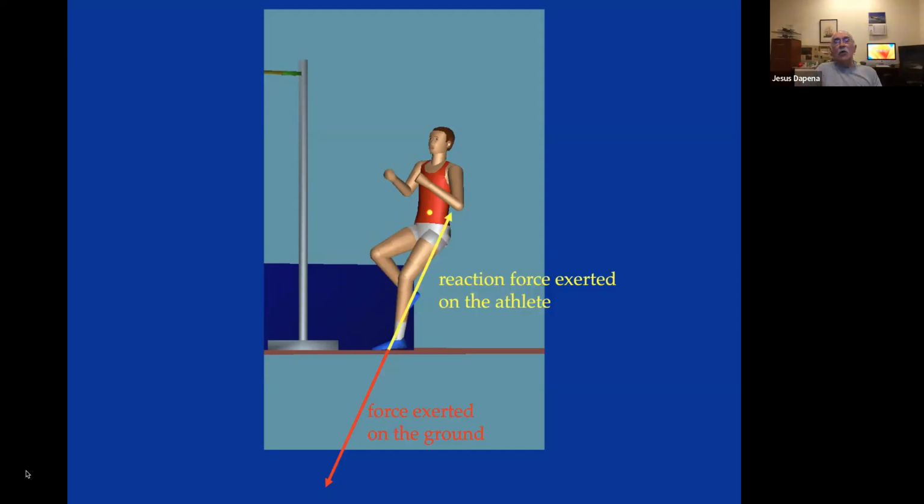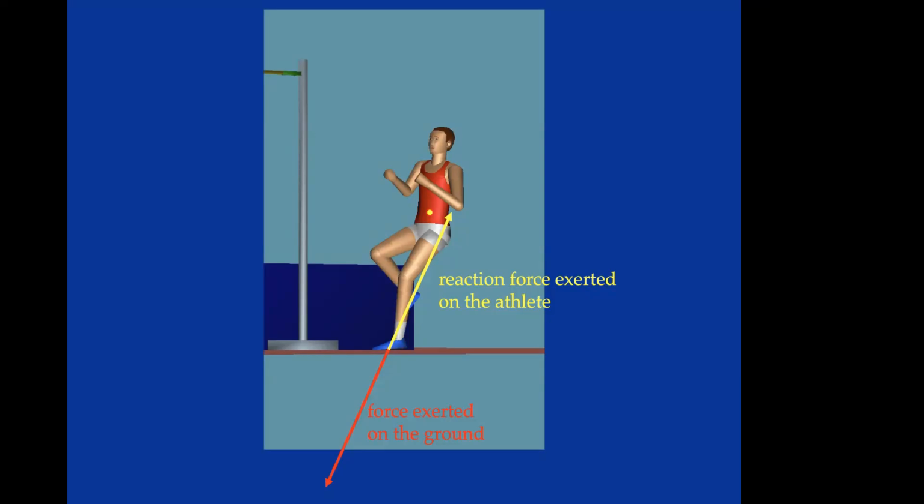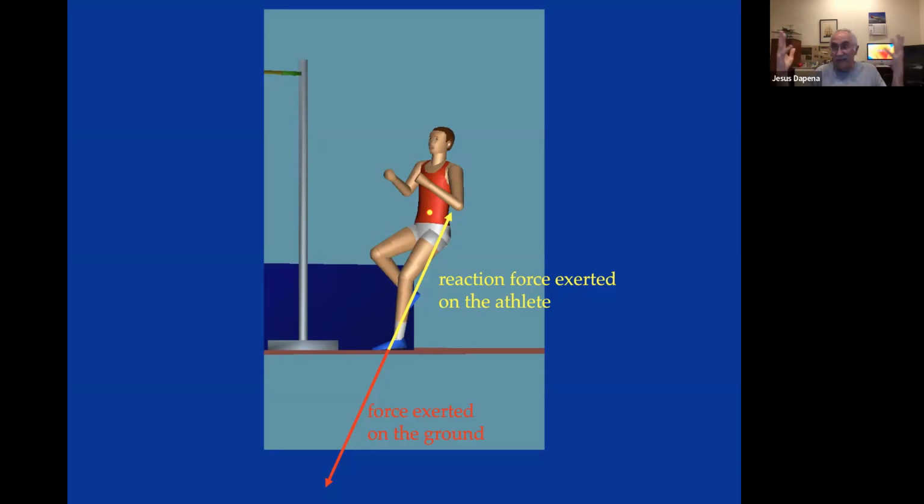So you can see how this reaction force passing underneath the center of mass is producing a counterclockwise rotation of the athlete. It's producing counterclockwise angular momentum. Okay, so the athlete does not think about any of this. He or she just does it. But this is really what is happening.